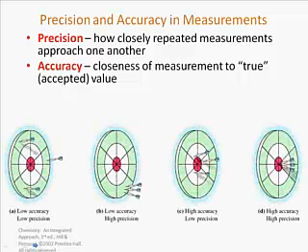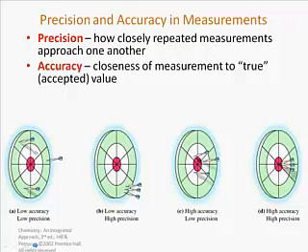When we are making measurements in the lab, there are two things we're concerned with. One is precision. We want repeated measurements of the same value to be very close to each other. And the other one is accuracy. Our goal is for our measurement to reflect the accepted value or the correct value of the thing that we're measuring.